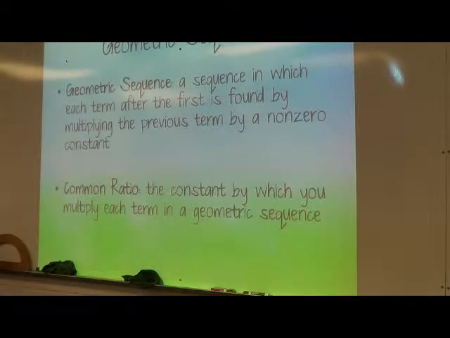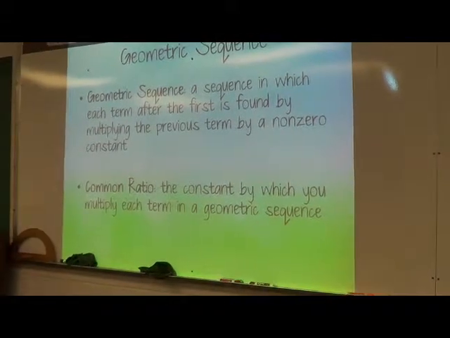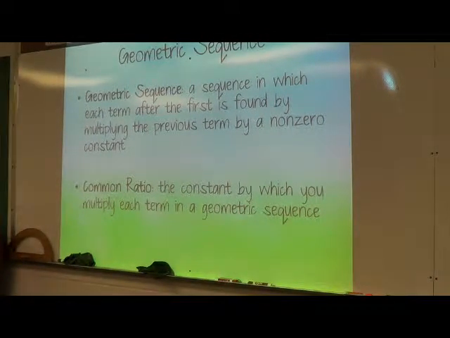So a geometric sequence is a sequence in which you multiply each previous term by a certain non-zero constant. And that number, similar to the common difference we had yesterday, is called the common ratio. So it's a sequence in which each term after the first is found by multiplying the previous term by a non-zero constant, and that non-zero constant is the common ratio.